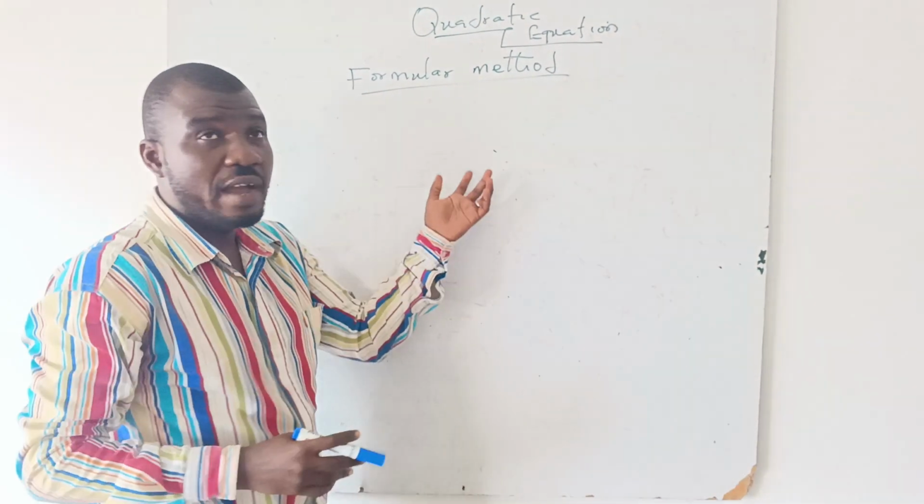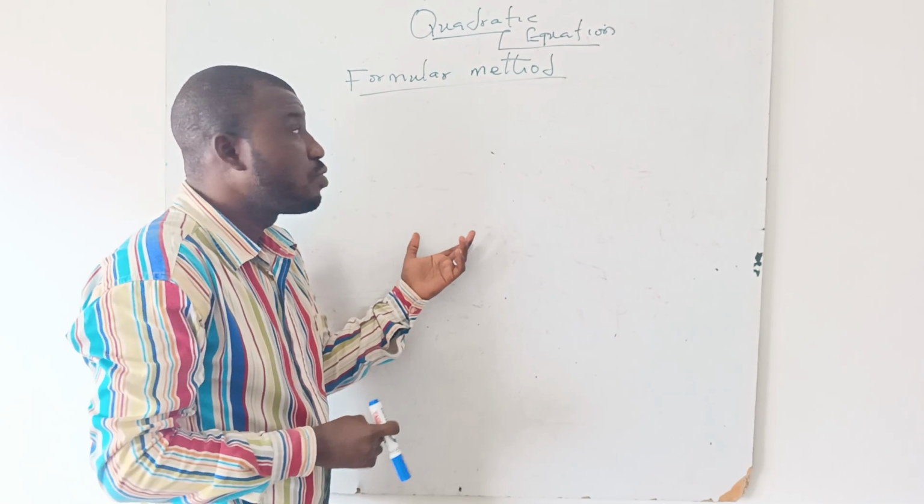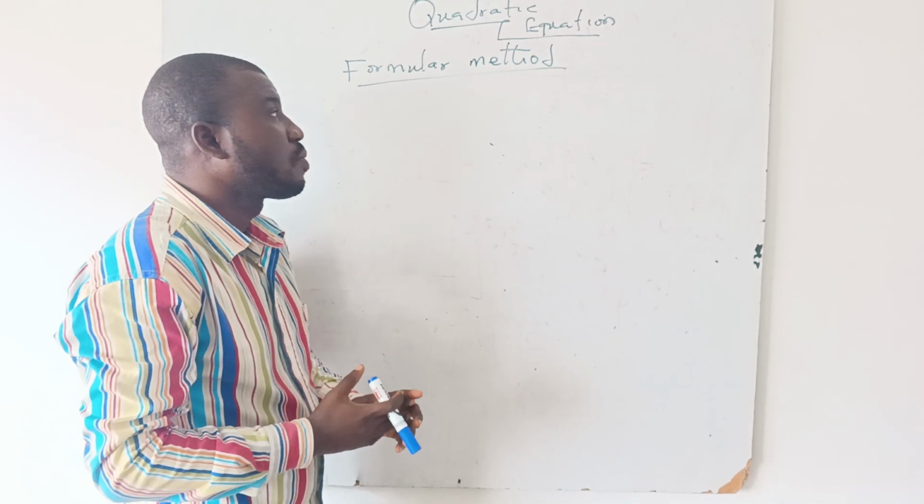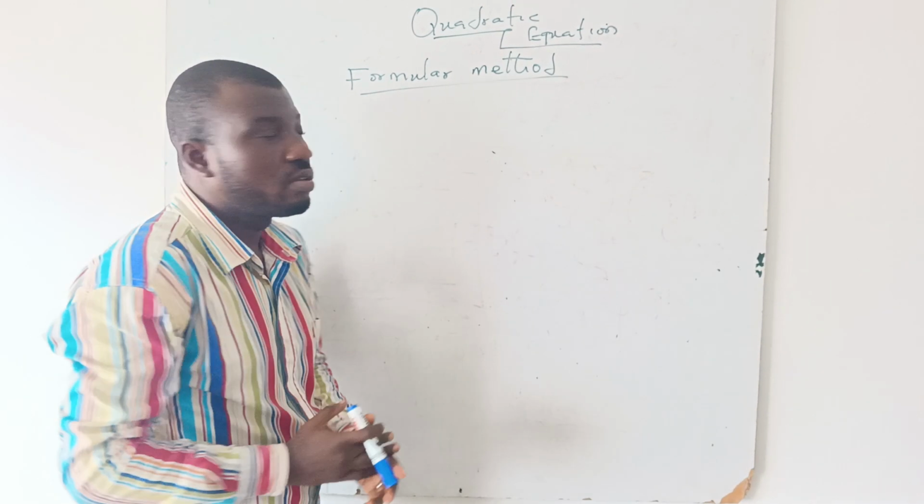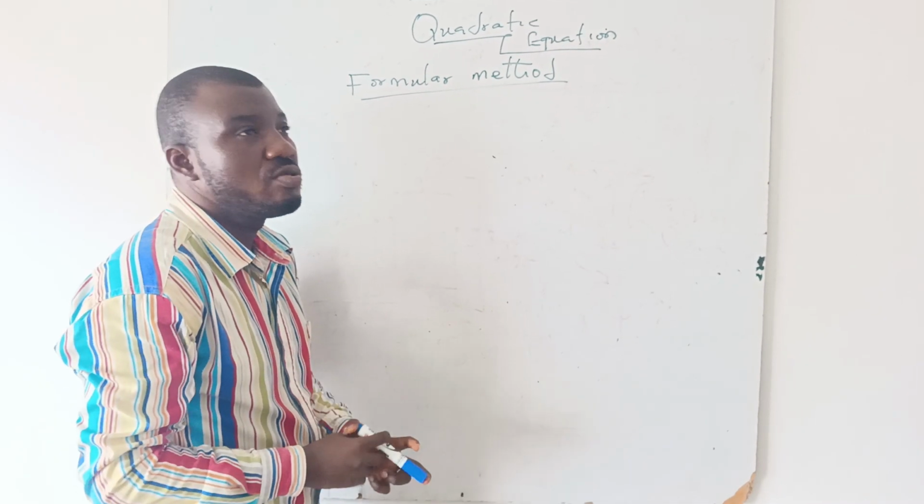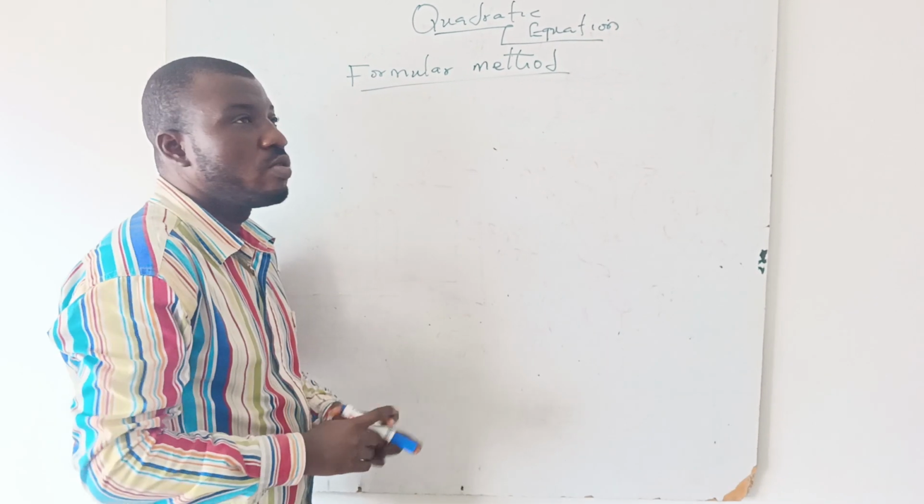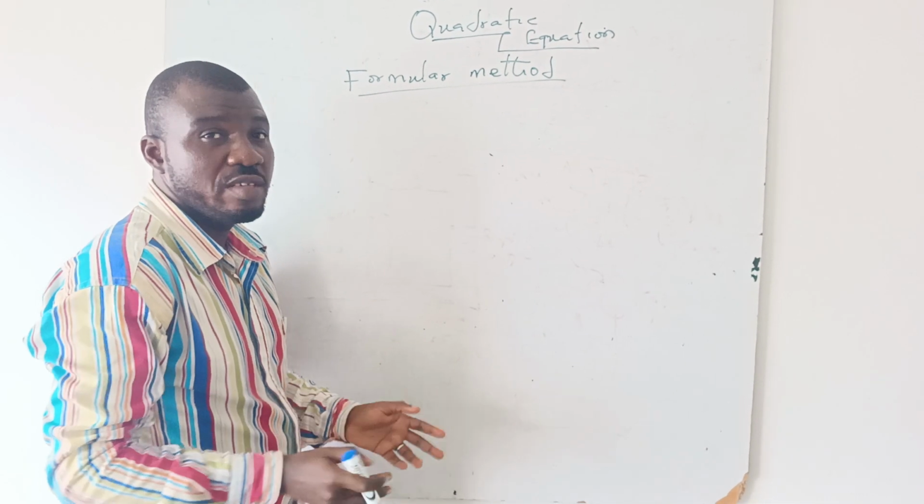We have factorization, we have the formula method, we have completing the square, and the graphical method. But the simplest out of all the methods is the formula method. So I'm going to break down how to use it, so that with that, you'll be able to solve any quadratic equation question.